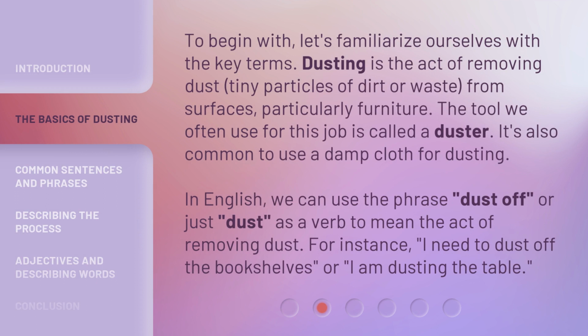To begin with, let's familiarize ourselves with the key terms. Dusting is the act of removing dust, tiny particles of dirt or waste, from surfaces, particularly furniture. The tool we often use for this job is called a duster. It's also common to use a damp cloth for dusting. In English, we can use the phrase, dust off, or just, dust, as a verb to mean the act of removing dust. For instance, I need to dust off the bookshelves, or, I am dusting the table.